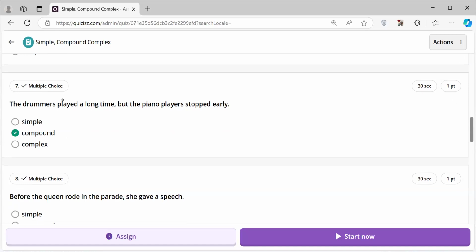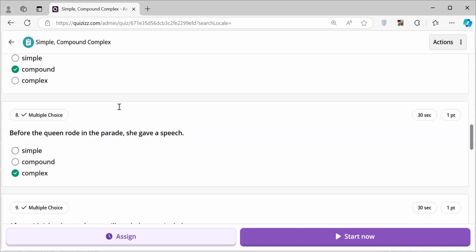Abdurrahman, number 7. The drum played a long time, but the piano player stopped early. The sentence is compound. Why? Because there are fanboys. Exactly, which is but. Mariam, number 8.